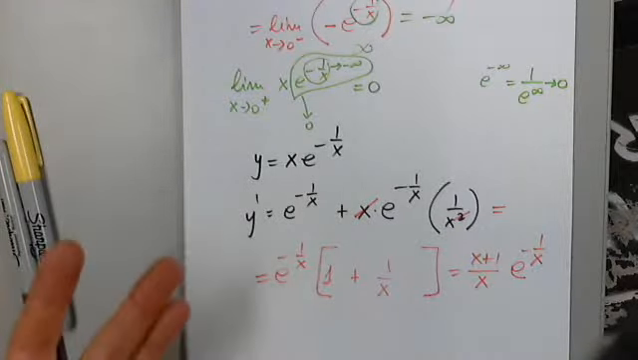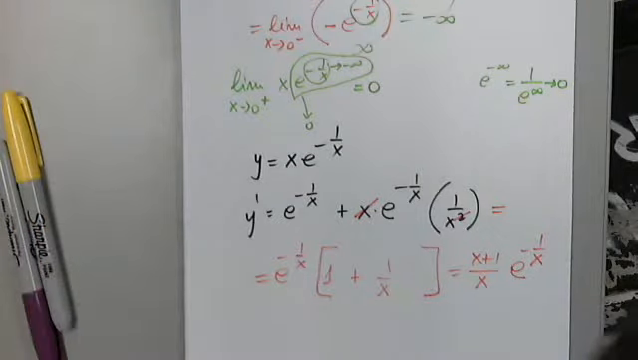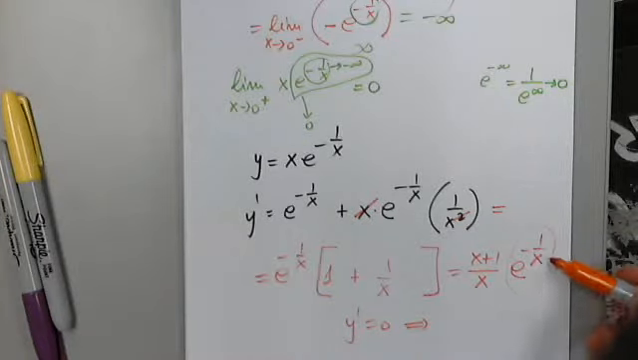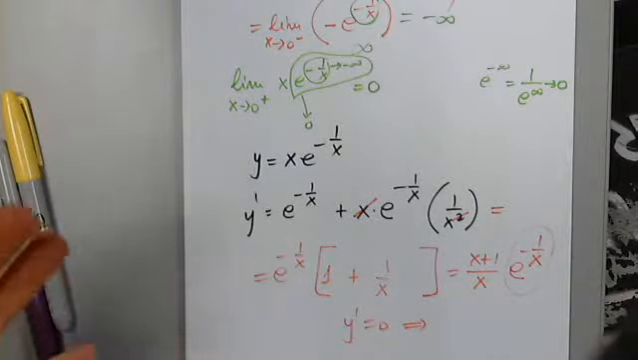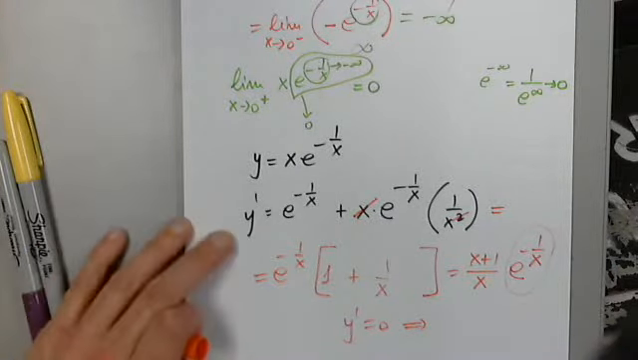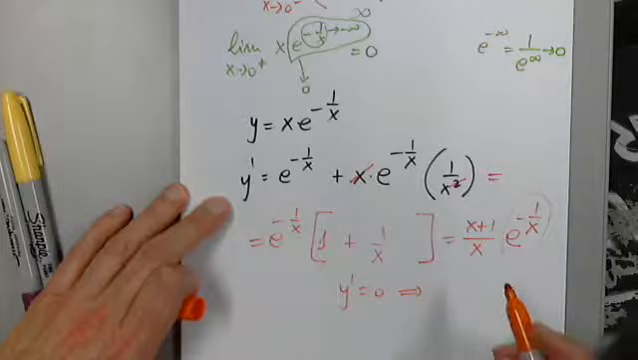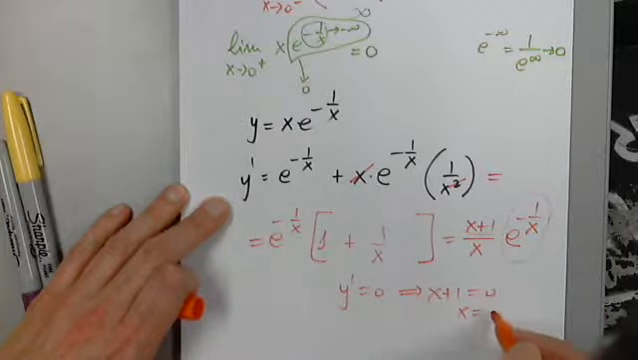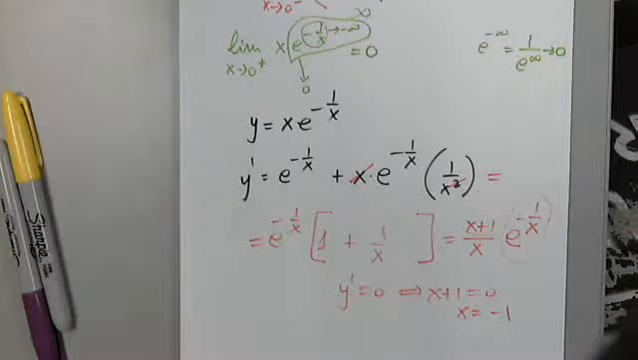Now, is there a critical number coming from f prime being 0? So y prime equals 0. This will never be 0. First of all, it goes to the denominator immediately, right? So this will never be 0. So what can make this expression 0? Very good. Only the numerator. x plus 1 equals 0. x equals negative 1. Yes.